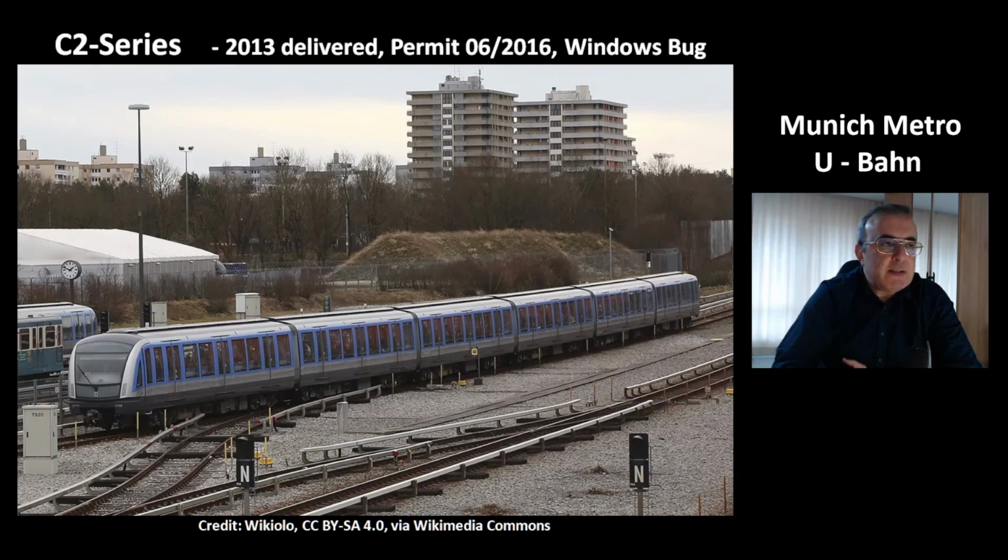This is the newest version of the C series. It's called C2. This series had a few issues. The delivery started in 2013, but the permit process was completed in June 2016. This means that these trains were inactive for more than 3 years. That's almost 10% of the train's lifetime. Yeah, this was a scandal.